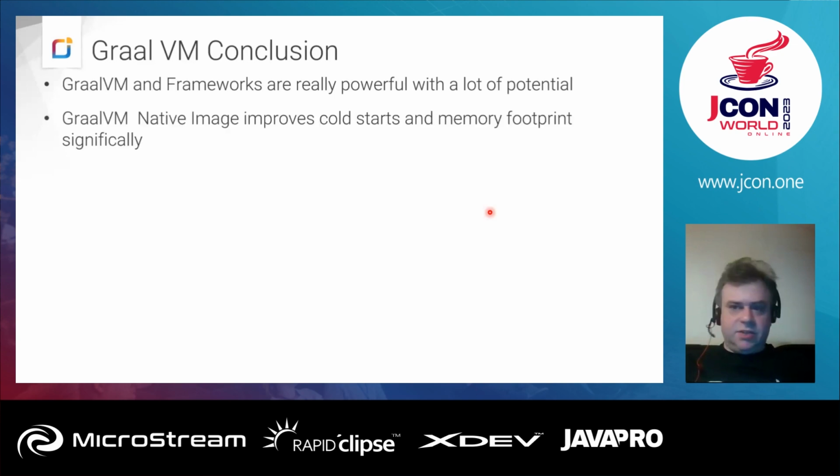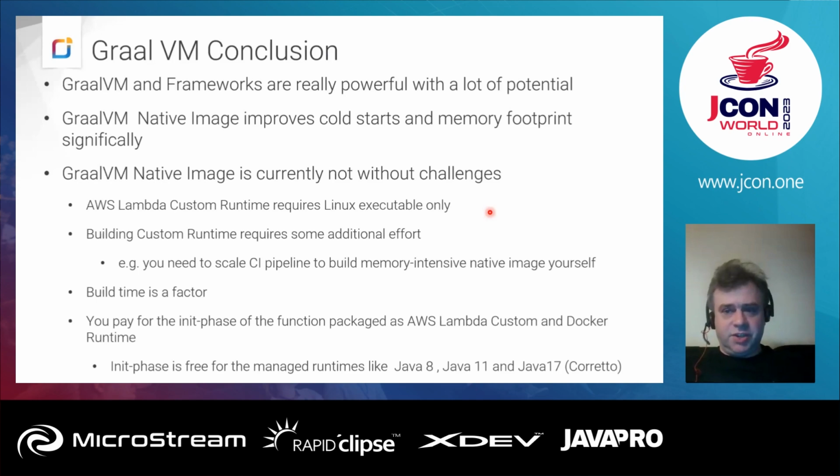But the general conclusion, after 6-7 years of development of GraalVM, is really powerful solutions. It reduces cold starts, and it also reduces memory footprint, which also reduces your Lambda bill, which is another reason why sometimes others prefer other languages. But it also has its challenges. For example, Lambda custom runtime requires only a Linux executable. It's an AWS constraint, not GraalVM. So you need to build only a Linux executable.